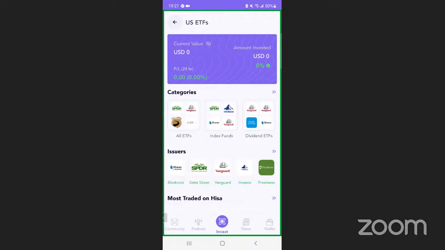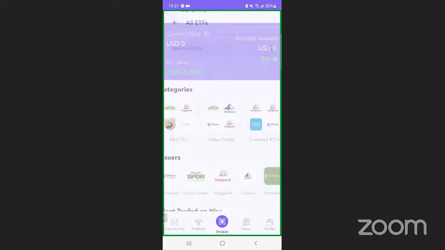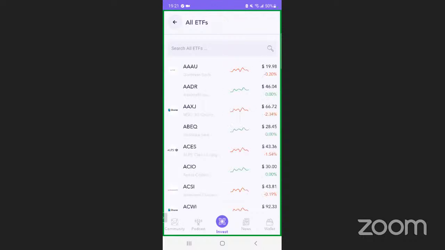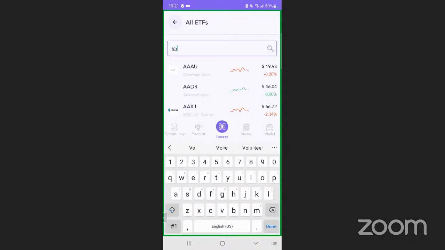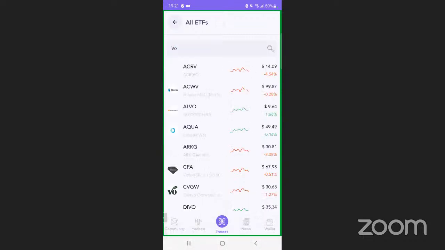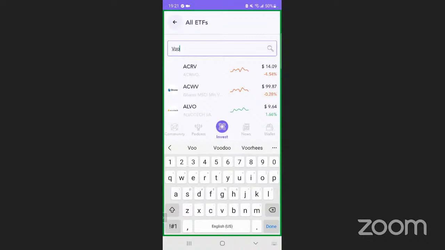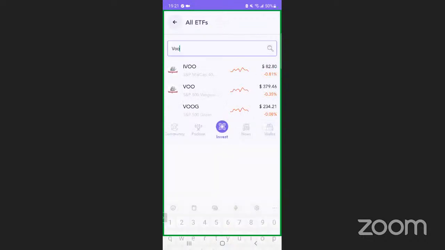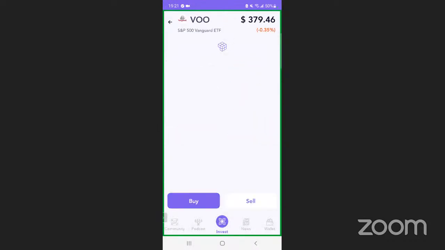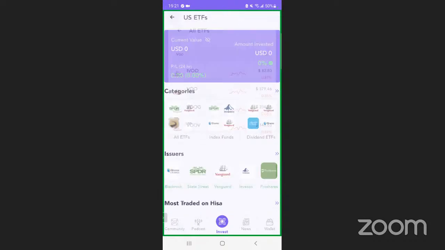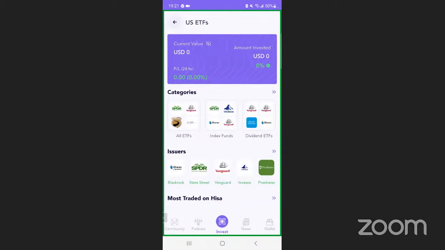For the US ETFs, same thing. You can see all the ETFs, the index funds and the dividend ETFs. So for all ETFs, you'll be able to search for different ETFs. I think most guys know the Vanguard 500 ETF. So you can search by name or you can search by ticker symbol, which is VOO. So just type VOO and you'll be able to see the Vanguard. So you can click on the ETF and then you can see details about the ETF and if you own any holdings of VOO.